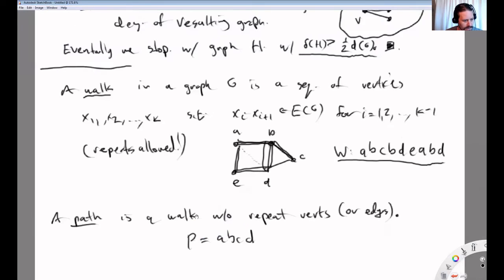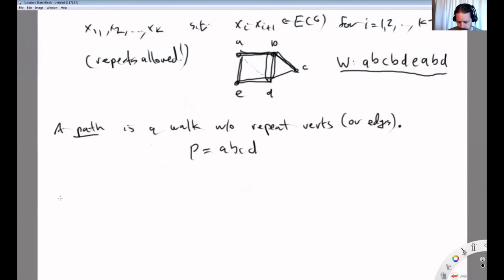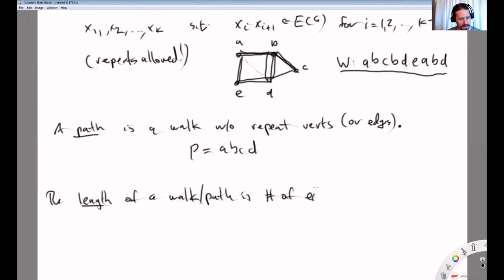Let me add to this a little. So, yeah, the length of a walk or path is the number of edges, counting repeats if they're there. So it's just the number of steps that you take in the walk. Very natural definition for the length, okay?